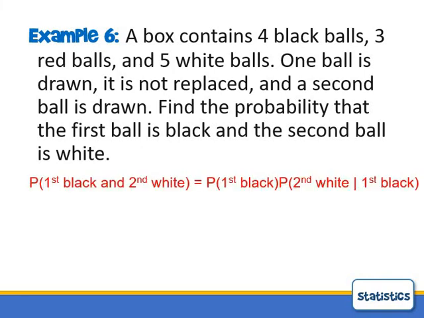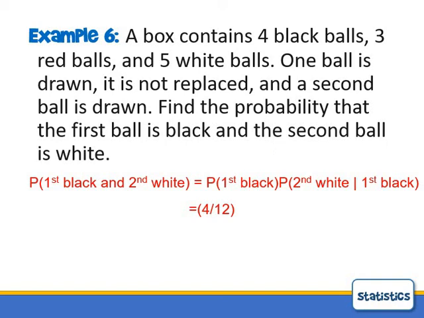So again, I'm going to start with the words here. We want the probability that the first is black and the second is white. So we would multiply the probability that the first is black times the probability that the second is white, given that the first was black, since we're not putting the ball back in. Okay? Probability that the first one's black would be 4 out of, if we add them up, we've got 12, right? 4 plus 3 would be 7, plus 5 would be 12. So 4 out of 12 would be the probability the first one's black.